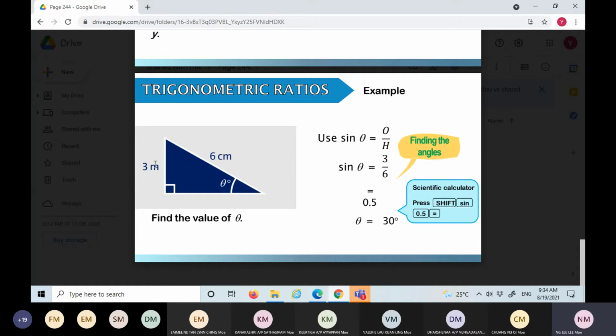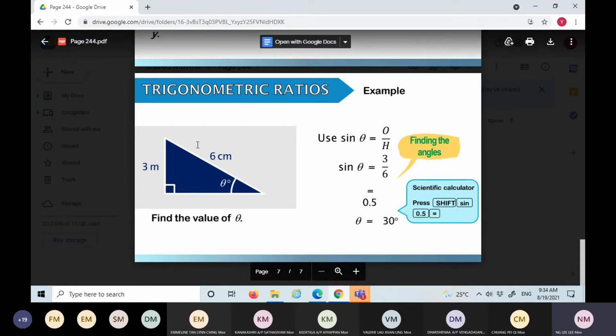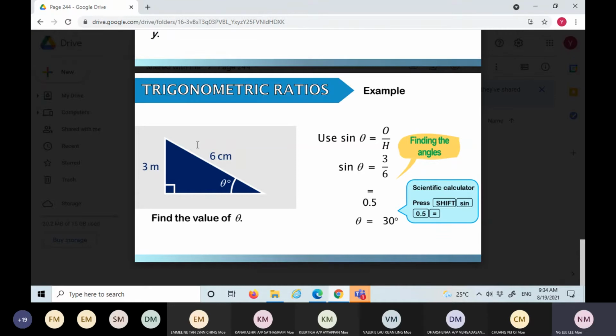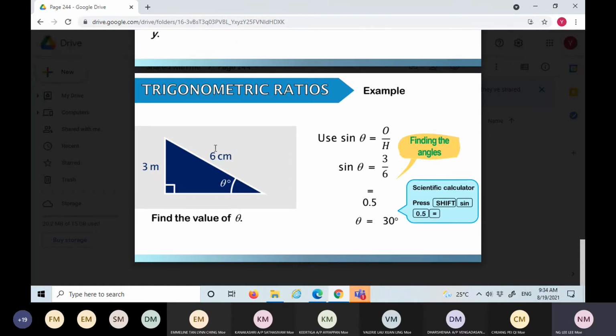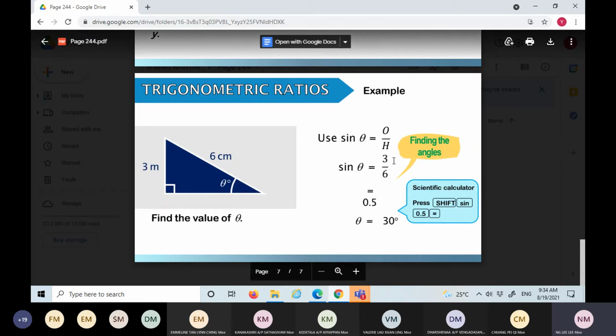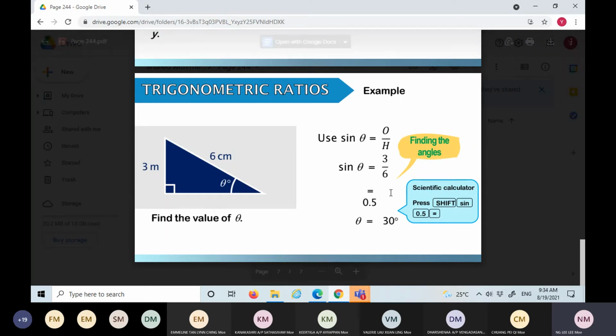This one is the opposite side, this one is the hypotenuse side. So O and H. The trigonometric ratio that involves O and H is sine. So sine theta is equal to O over H, so it's 3 over 6. You simplify 3 over 6, you get 1 over 2 or 0.5. Then you press the calculator, shift sine 0.5, and the answer is 30 degrees.